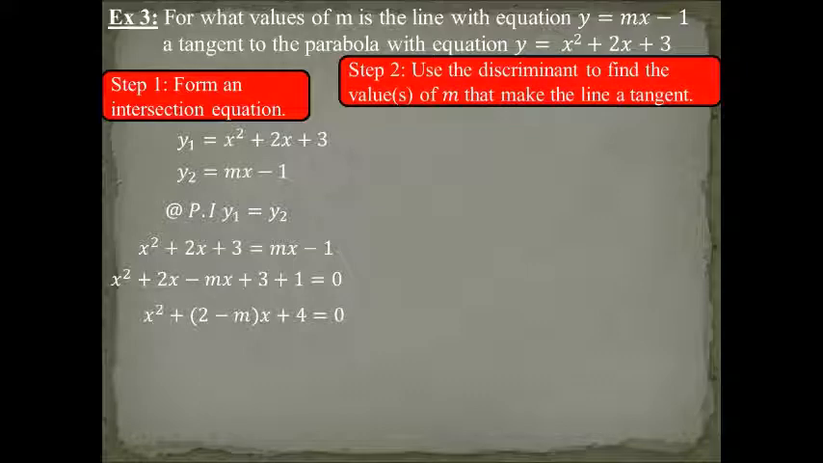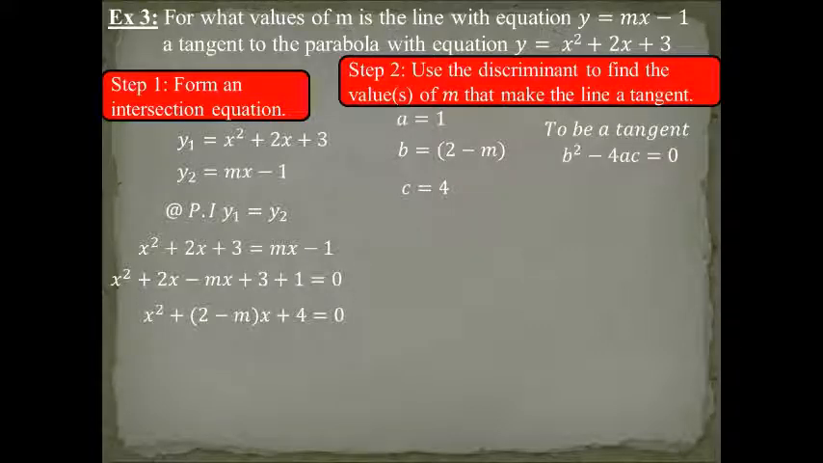So use the discriminant to find the values of m that make the line a tangent. So a is 1, b is 2 minus m, so you take the whole coefficient, which involves m, and c is 4. We've been told it's a tangent, so b squared minus 4ac must equal 0. So that's how we set up an equation. And from setting that equation up, we are going to then be able to solve for m.